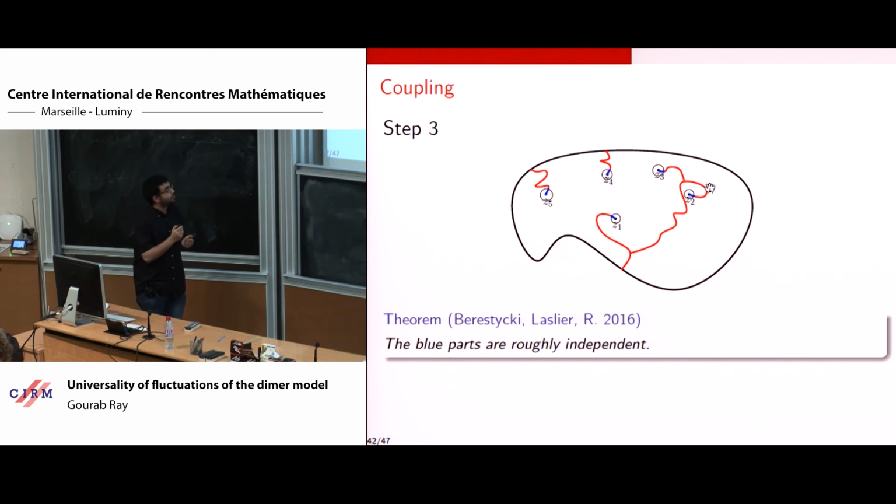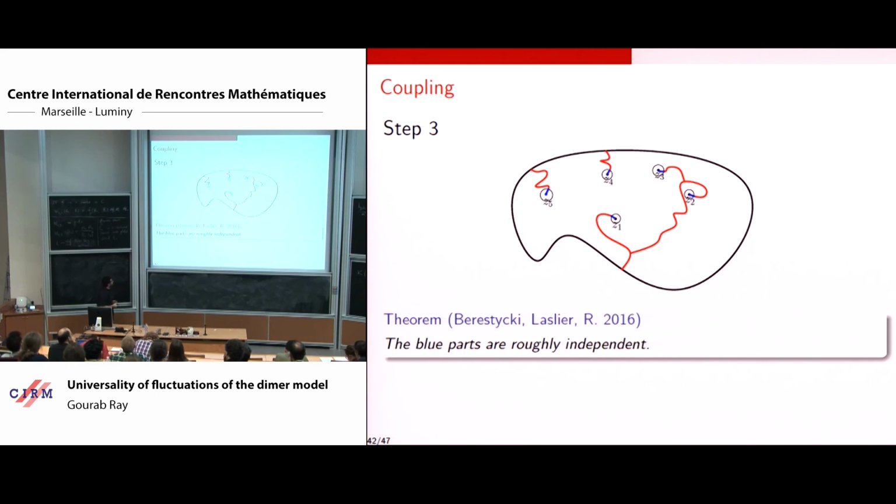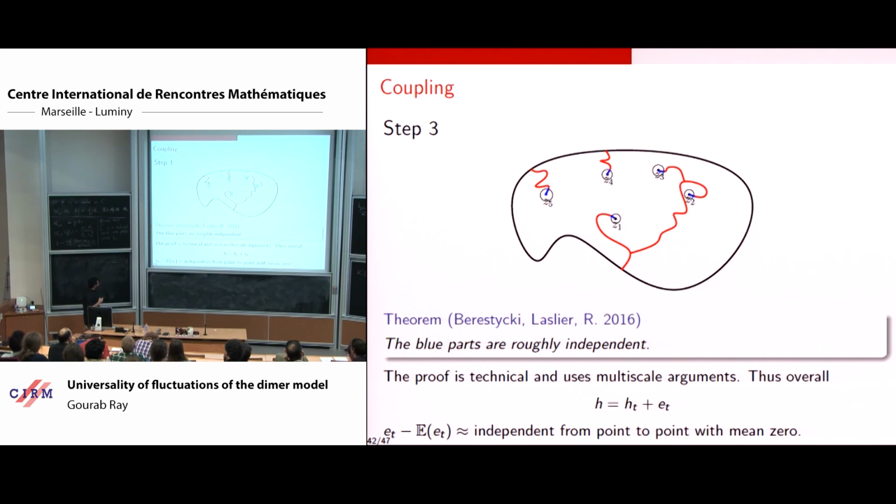But it's maybe intuitively clear that they will be independent. I mean, if you know these long branches, and if you know that the blue branches are short, they will quickly attach to these long branches, and it has no effect on what's happening at another faraway point. That's the intuition. And we do this using some multi-scale argument, okay?